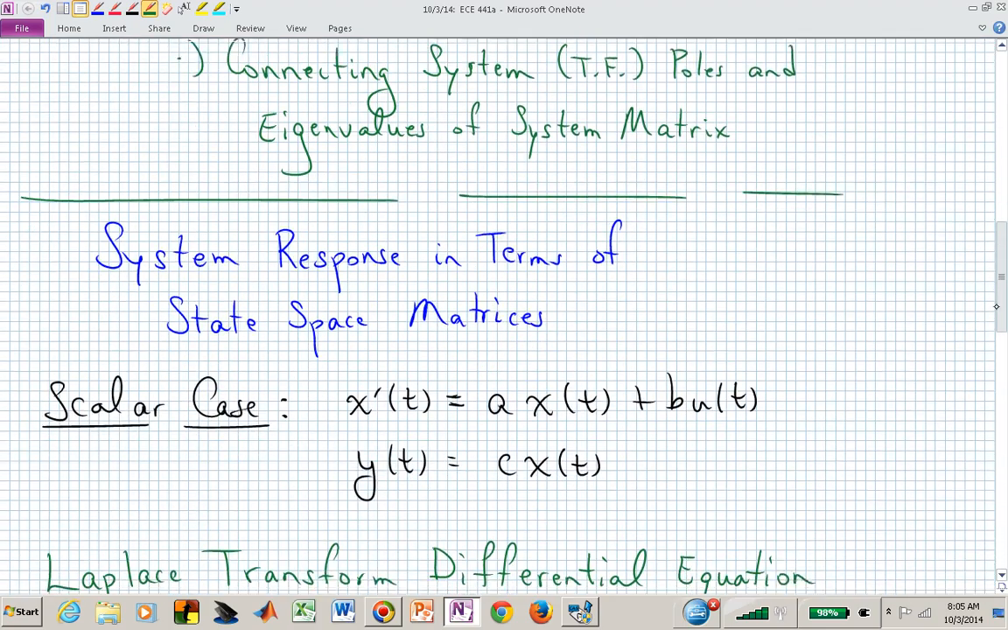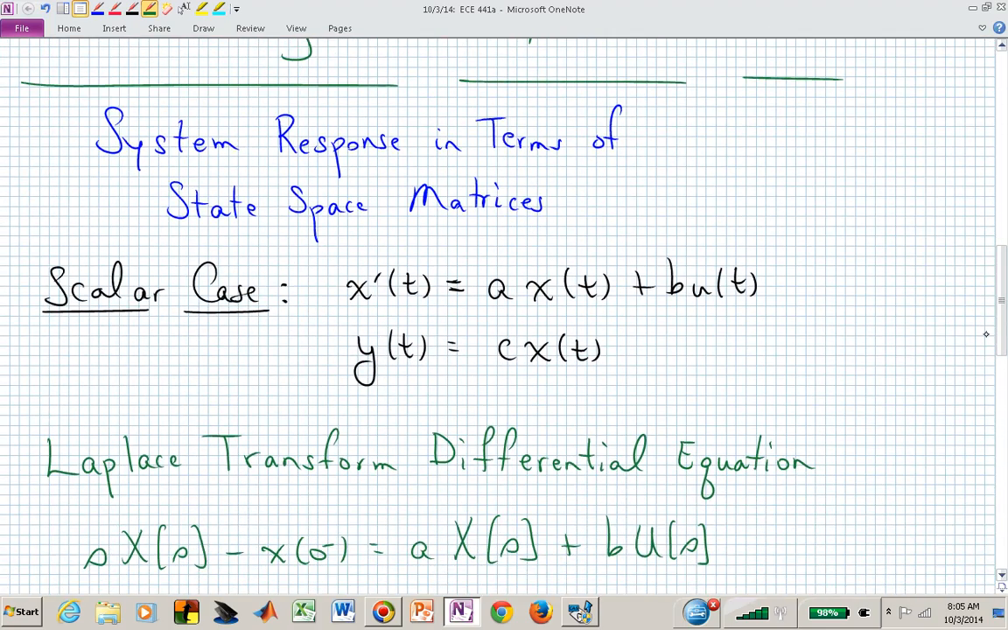We'll get started with a quick movie, meaning I'm just going to scroll through this fairly quickly. This is a recap of the scalar case, which is simply x prime is equal to ax plus bu, y is equal to cx. It's time invariant, which means we are considering A, B, and C to not be functions of time. Those are constants.